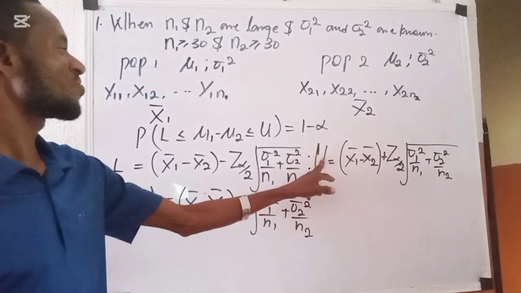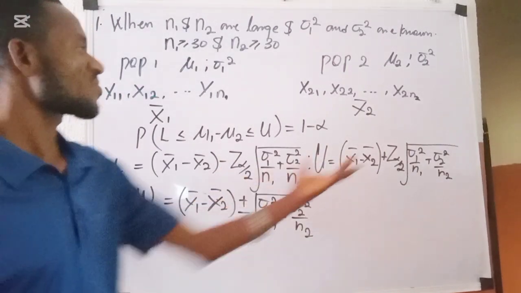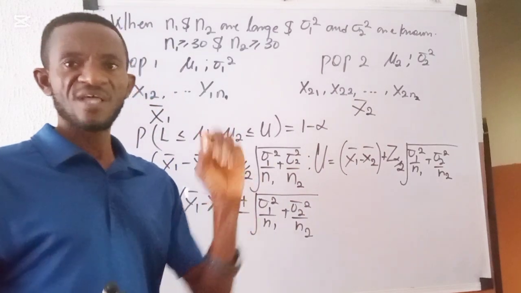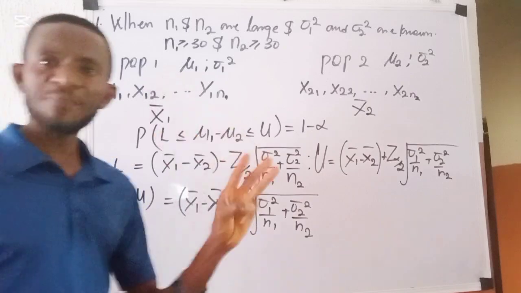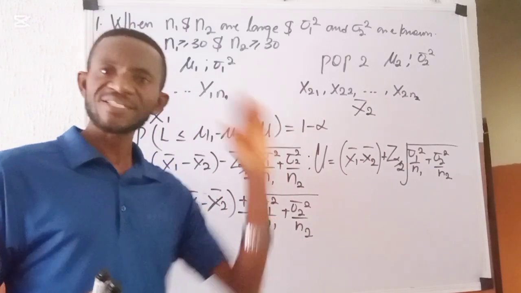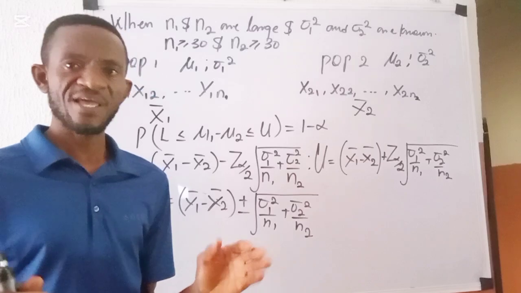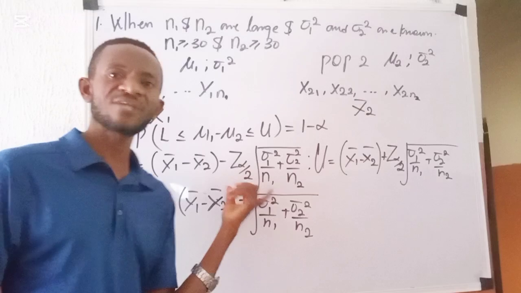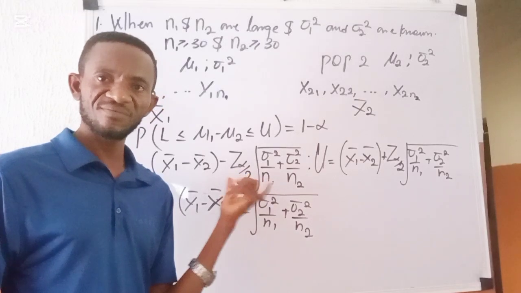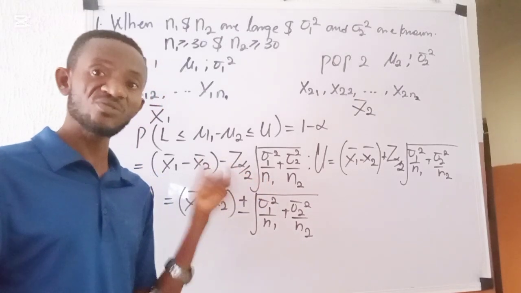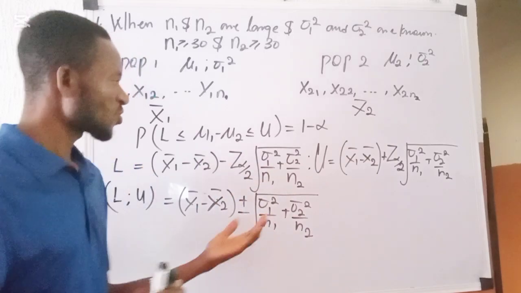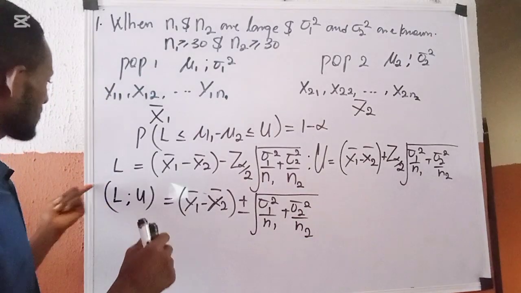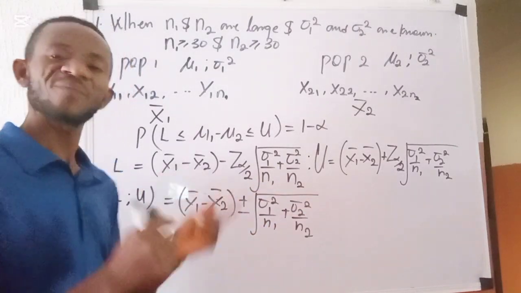When you are talking about what? You'll be paying attention to plus. You arrive at what we have here. So whenever they give you a question and they tell you that the sample from population 1 and the sample from population 2 are large, and the variances from these two populations are known, this is the formula that you are going to use. The only thing I beg you to remember for me is this formula. Remember this formula.